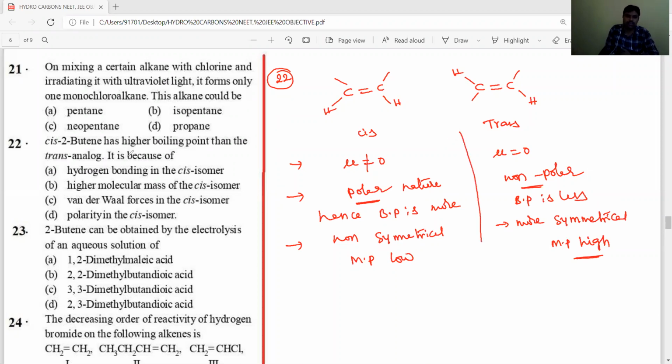So you have to remember these properties for cis and trans geometrical isomers. Now in this question, what they asked is why cis butene has a higher boiling point than trans. So the answer is polarity, because of the difference in dipole moments. Cis alkene has a dipole moment not equal to 0. If the dipole moment value increases, the polarity increases. If the polarity increases, then the boiling point increases. So the answer is D. Okay, students, let's see the 23rd question.